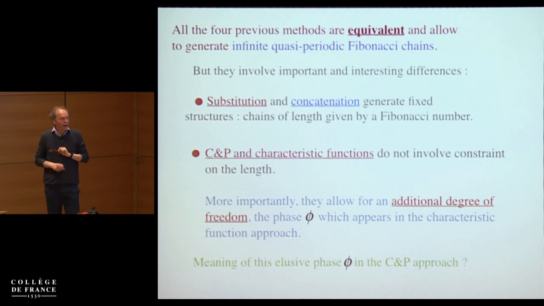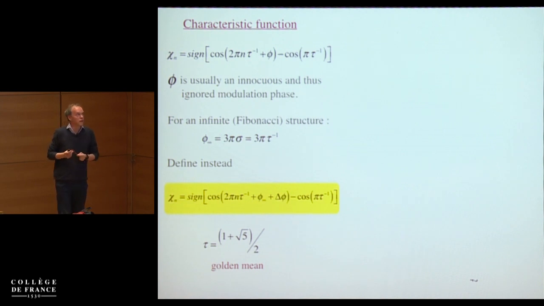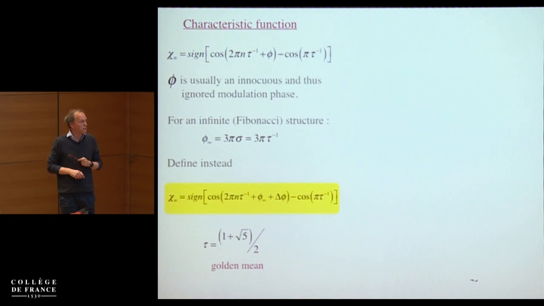But then you would ask, what is the meaning of this strange phase phi in the cut and project approach? I remind you where this phi showed up in the characteristic function. As I said, this is usually an innocuous and thus ignored modulation phase for the infinite system. And for an infinite Fibonacci structure, it even has a value: it is equal to 3 pi divided by the golden mean. So that instead of just a phi, we can define a delta phi, which is the difference with respect to the Fibonacci phase.